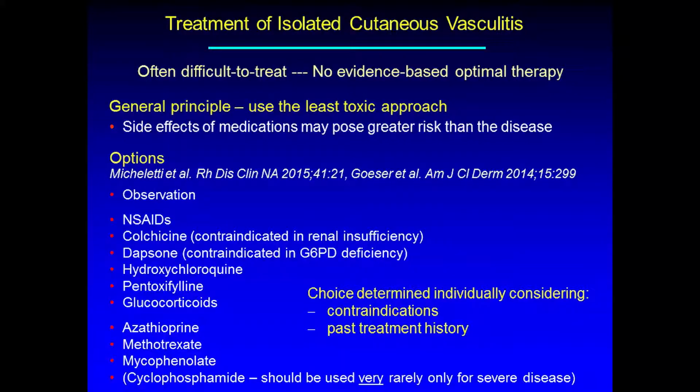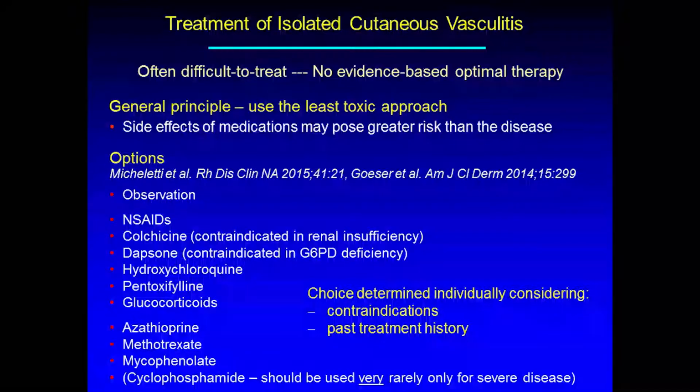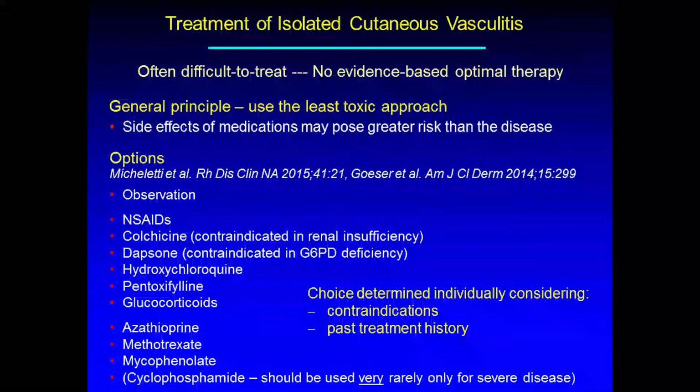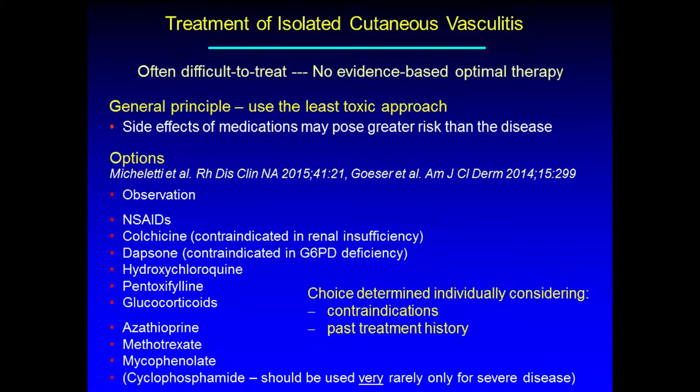Now, at the other end are more immune suppressive medications, such as azathioprine, methotrexate, mycophenolate. Cyclophosphamide, again, I would say should very, very rarely be used. The only settings in which I have is when, again, I have patients that have severe ulcerating disease, where the morbidity, such as an infection or risk of osteomyelitis, justifies the use of that medication. How we decide as far as which of these treatments to use is often individually considered, weighing as far as the contraindications for that individual patient and potentially their past treatment history if they're having relapsing disease.